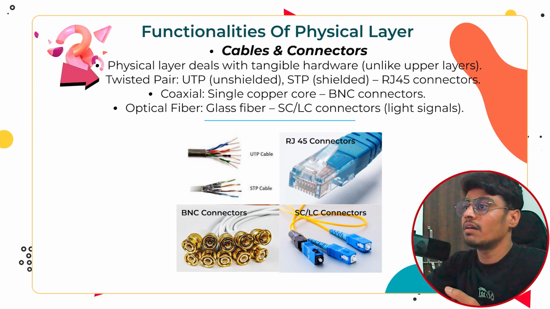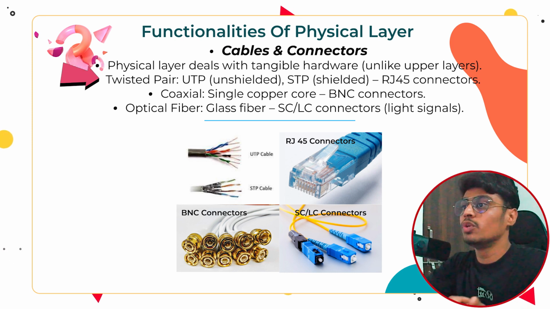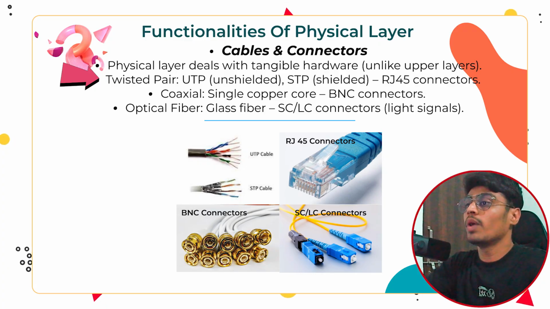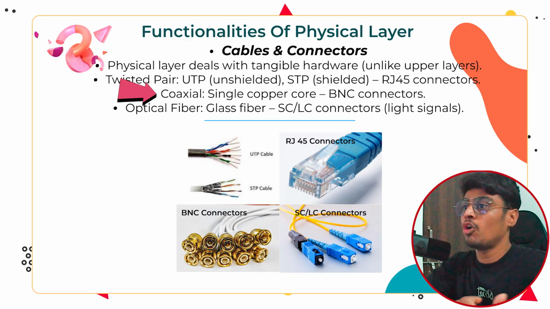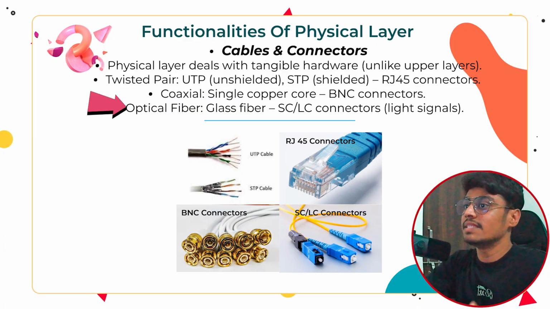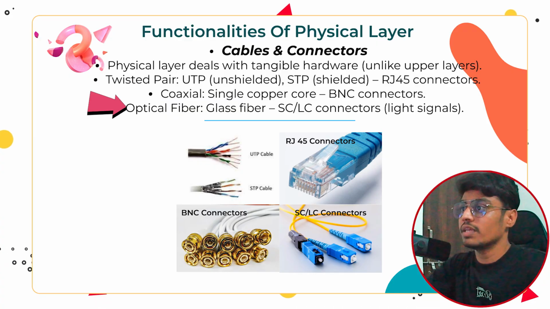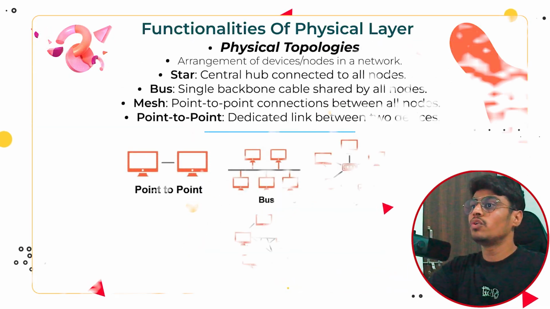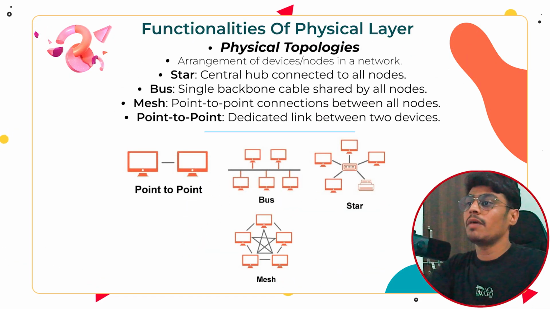We have twisted pair cables. In this we have UTP unshielded, STP shielded, and RJ45 connectors. Coaxial cables have a single copper core and BNC connectors. And optical fiber is glass fiber with SC and LC connectors for light signals. So this is the functionality of cables and connectors. Moving forward to physical topologies, this is an important topic.